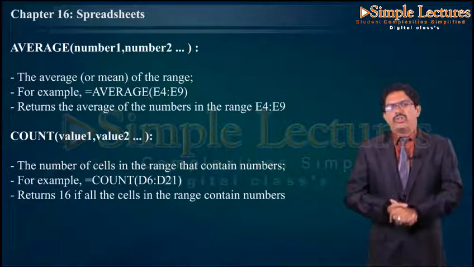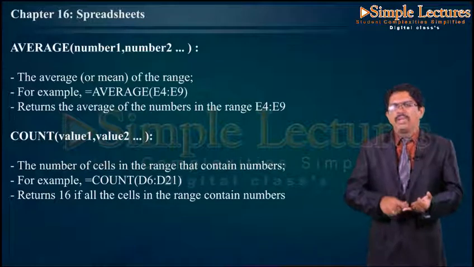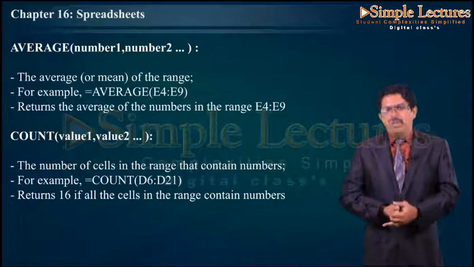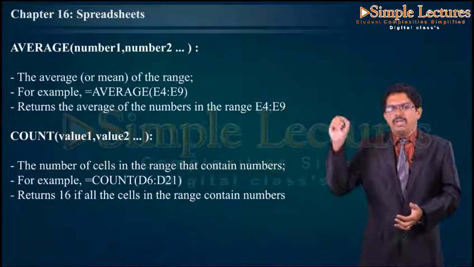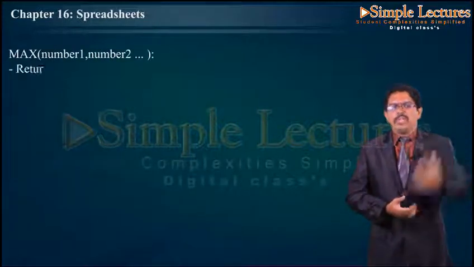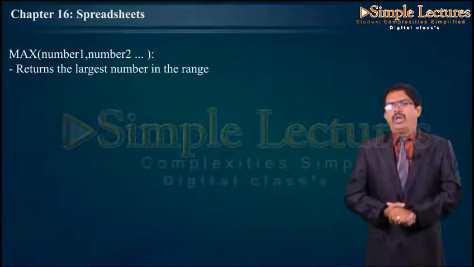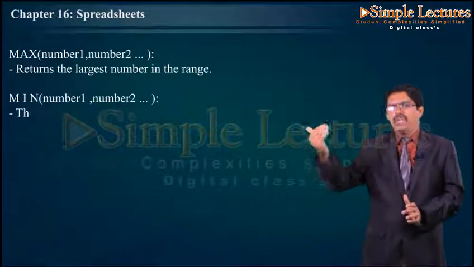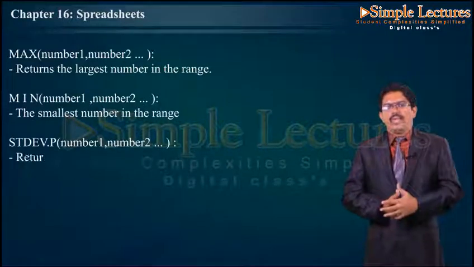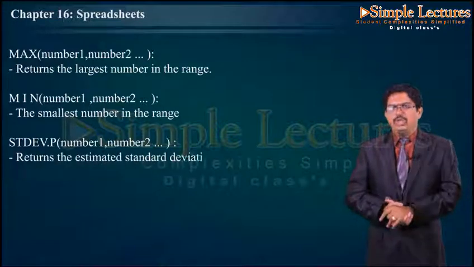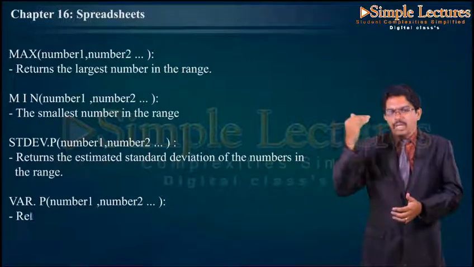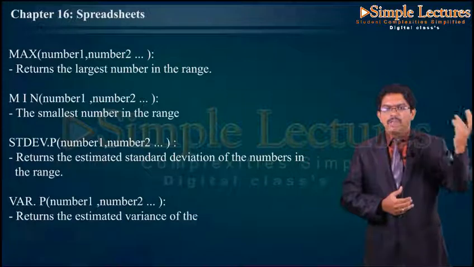COUNT(value1, value2) counts the number of cells in the range. Example, COUNT(D6, D21). MAX(number1, number2) returns the largest number in the range. MIN(number1, number2) returns the smallest number in the range. STDEV.P(number1, number2) returns the estimated standard deviation of numbers in a range. VAR.P(number1, number2) returns the estimated variance of numbers in a range.